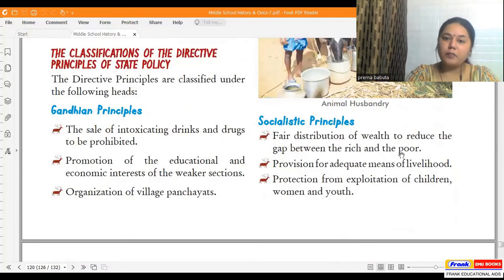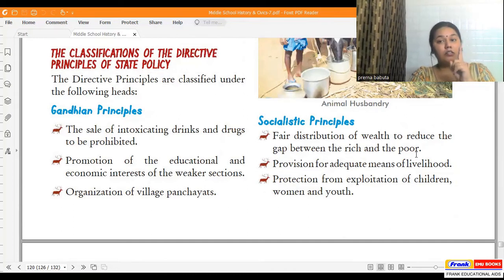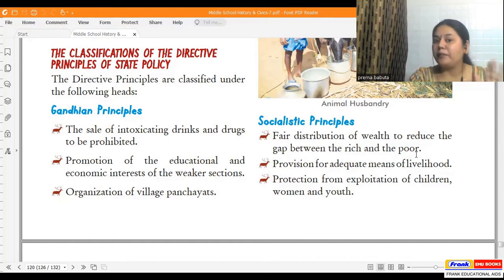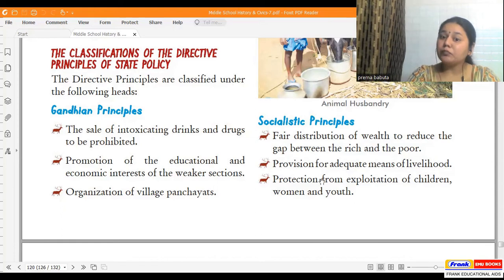Now we talk about the socialistic principles. So fair distribution of wealth to reduce the gap between the rich and the poor. Like we studied, right to equality, right to economic equality. The rich is becoming richer and the poor is becoming poorer. That should not happen. Then provision for adequate means of livelihood. Protection from exploitation of children, women, and youth.